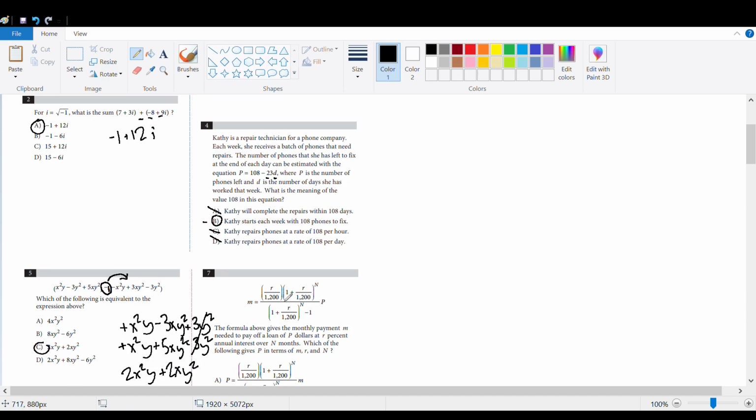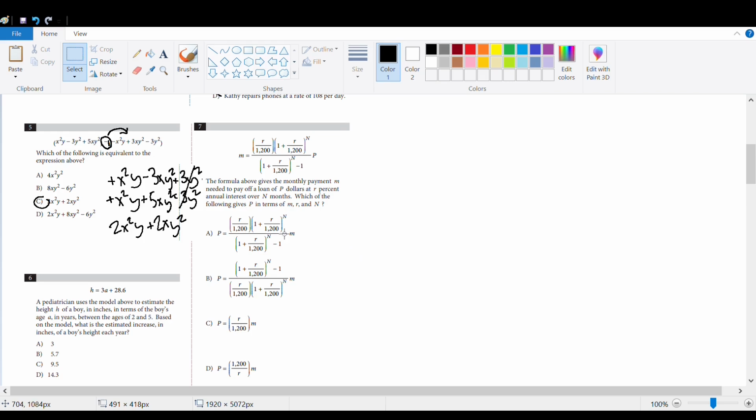C. So let's take a look at 7 here. The formula above gives the monthly rent payment M needed to pay off a loan of P dollars at R% annual interest over N months. Which of the following gives P in terms of M, R, and N? So for this question, they're trying to confuse you by putting all of this chaff information here. And you really don't need to know this, because this section here is what you want to know. Which of the following gives P in terms of M, R, and N? Which just means isolate P.